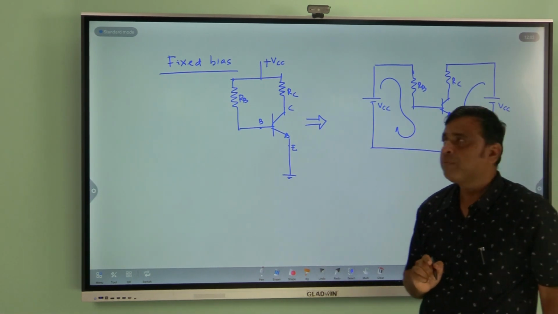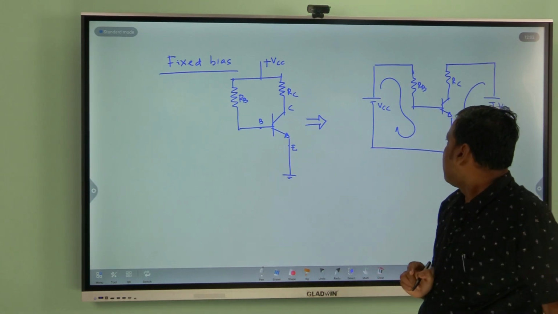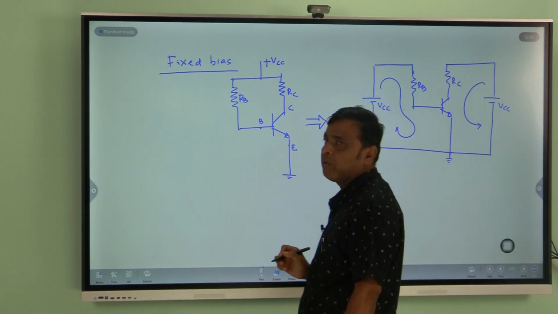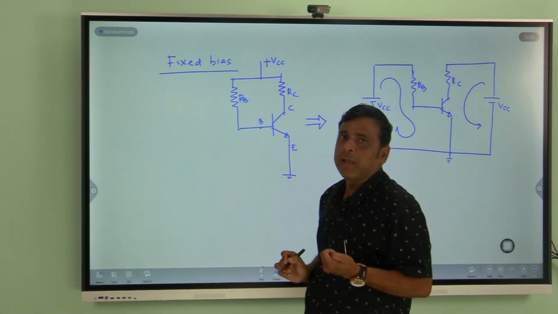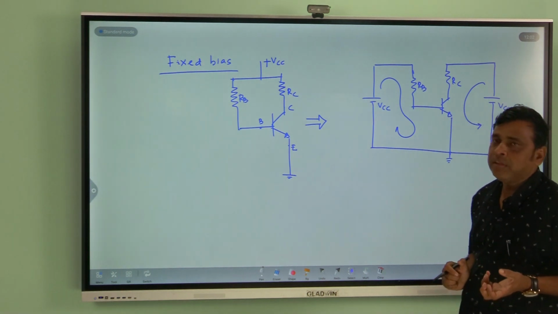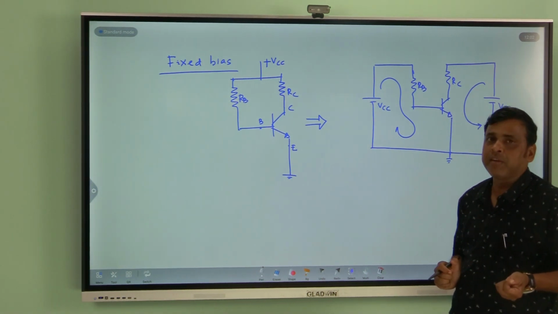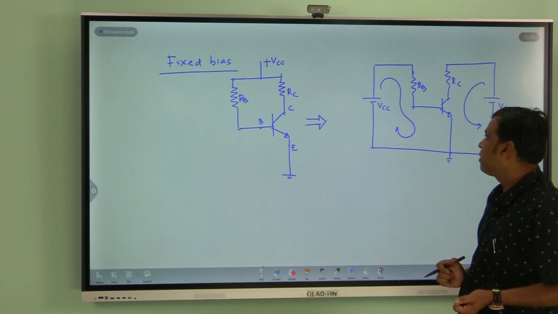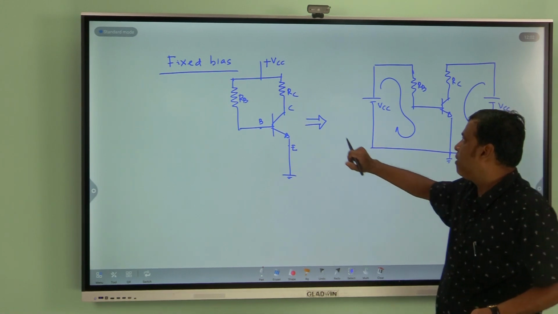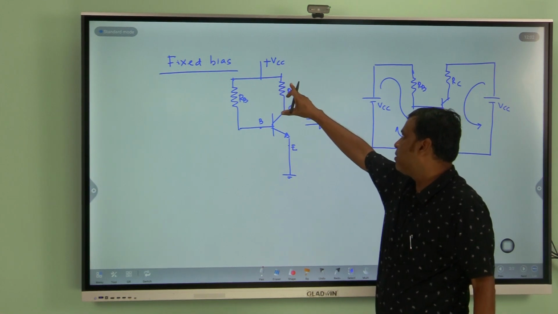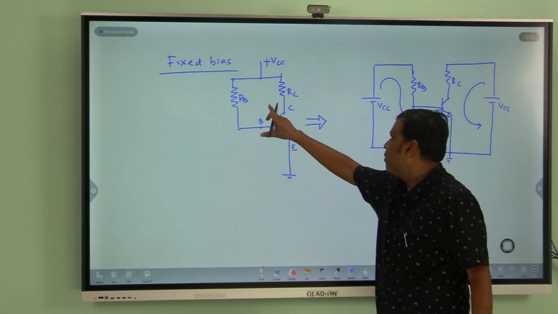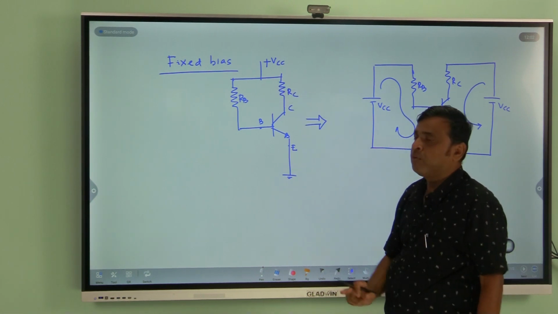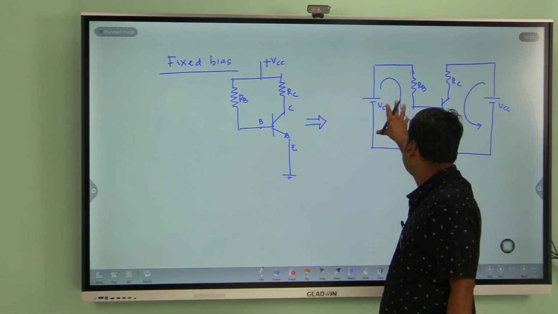Then what we will do? Apply Kirchhoff's voltage law to the input. We have to calculate base current IB, collector current IC, then we will go to the stability factor SF equal to 1 plus beta by 1 minus beta dIB by dIC. In the fixed bias scheme, the same VCC collector supply voltage is supplied to both the base emitter loop and the collector emitter loop. I have simplified this model.